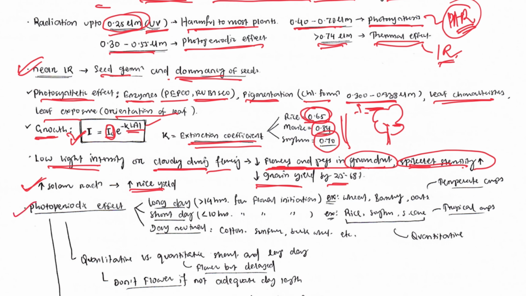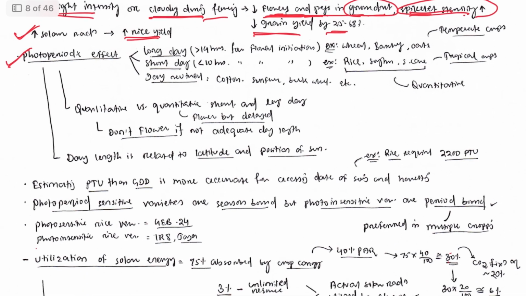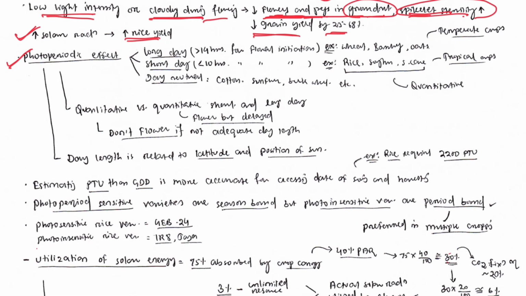Now the photoperiodic effect. Photoperiodic effect means the relationship between flowering and solar radiation or day length. That means for how long in a day intense solar radiation is falling on the earth surface or on the crop canopy. Based on photoperiodic effect, there are different types of plants: long day plant, short day plant, day neutral plant.